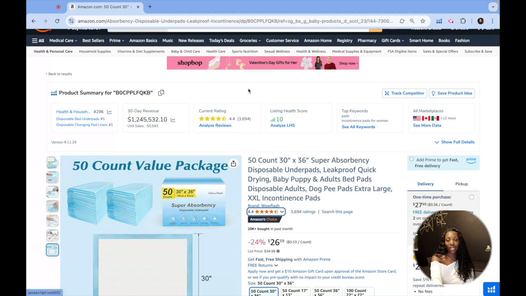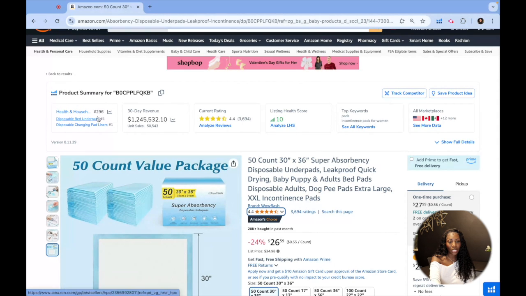If you can find something that is disposable, or that's something that people will have to purchase multiple times, then you're going to have repeat customers. And that's a great way to sustain your income, sustain your sales, is by having something people will have to buy again. We can see that this is number 296 in health and household as the category.